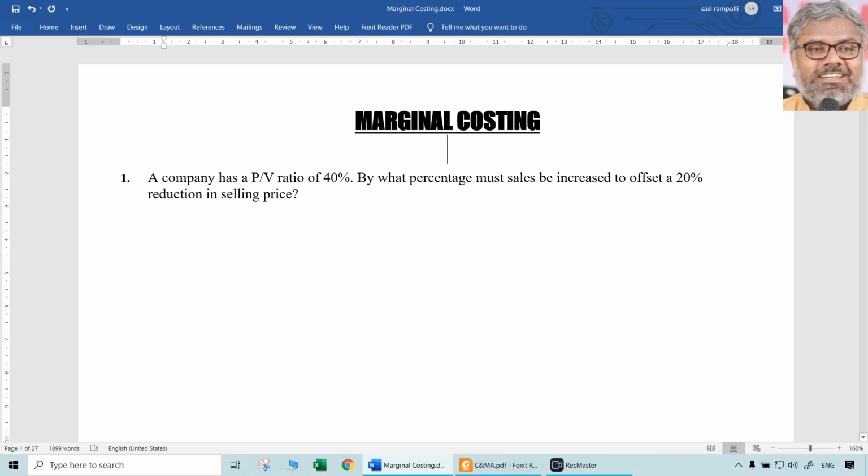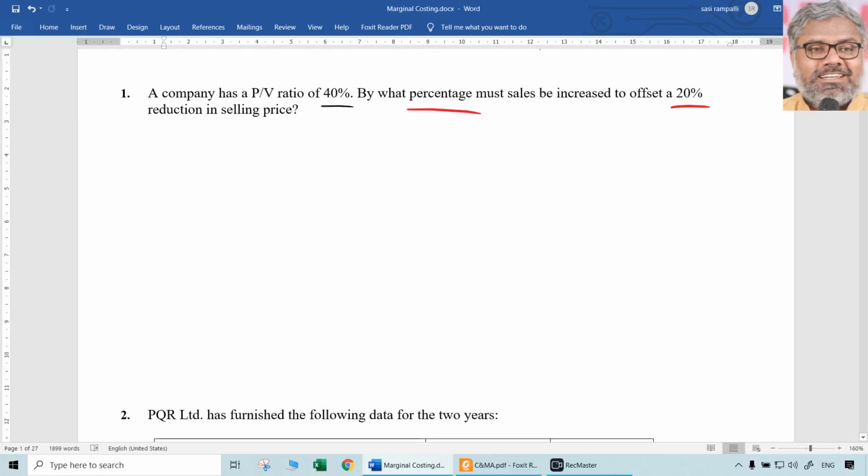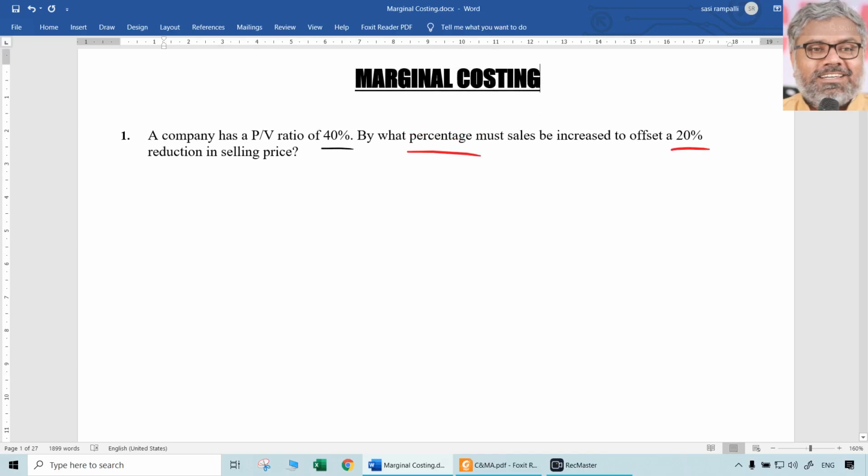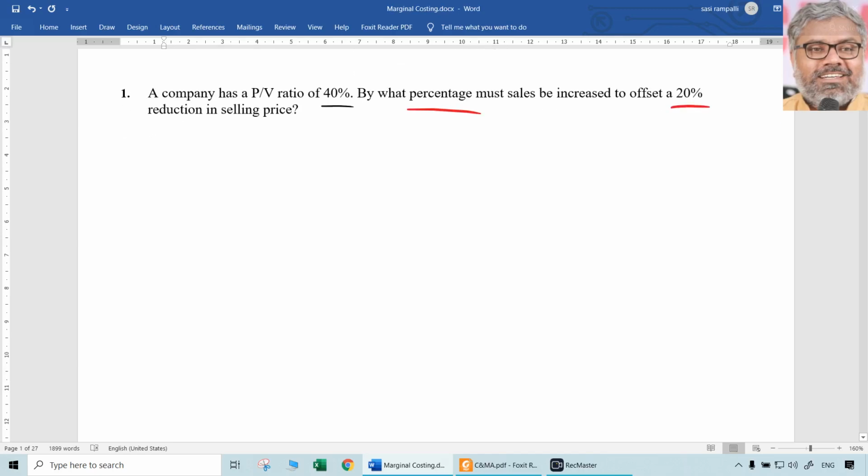A company has PV ratio of 40%. By what percentage must the sales be increased to offset a 20% reduction in selling price? So it's a small bit, like a 2 marks type of bit. Of course, questions can always be asked in multiple sub questions also. Such kinds of questions can be expected.